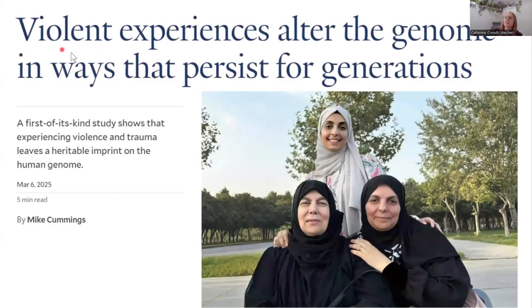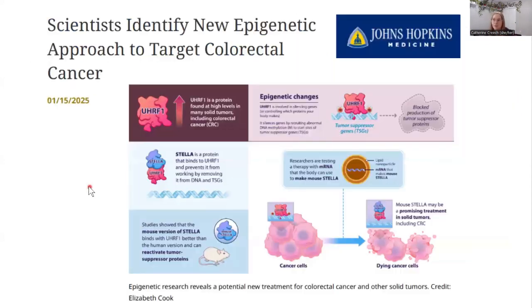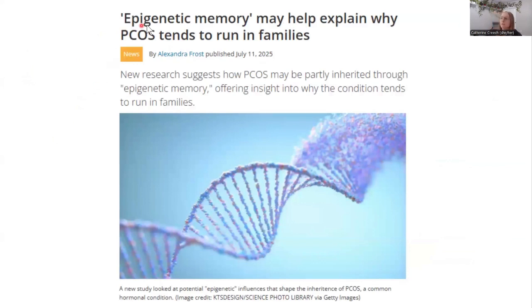The first one is violent experiences alter the genome in ways that persist for generations. This is from March of this year. Super interesting. Scientists identify a new epigenetic approach to target colorectal cancer. That's from January of this year. And then epigenetic memory may help explain why PCOS tends to run in families. That's from July, so pretty recent.